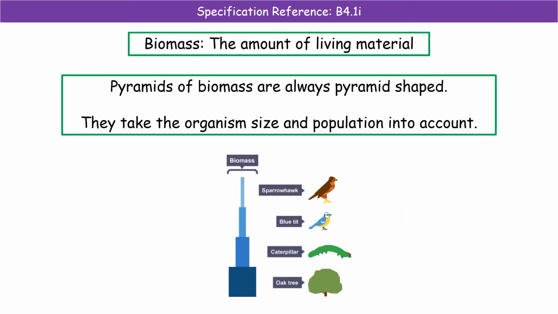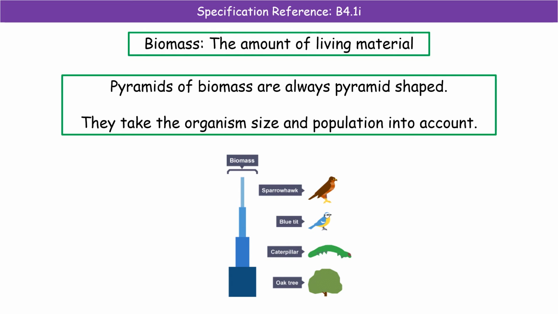The second type of pyramid that is always pyramid shaped is the pyramid of biomass. Biomass, if you remember, is the amount of living material. So what we actually find here is each level of our trophic levels will take not only the population into account, but also the size of the organism. So this is for our oak tree still, but there's one oak tree, but because of the size of it, then our biomass is larger, hence the large bar at the bottom. Caterpillars, there might be loads more than a single oak tree, but they've got a much lower size. So overall their biomass is less than the oak tree, and it continues up.